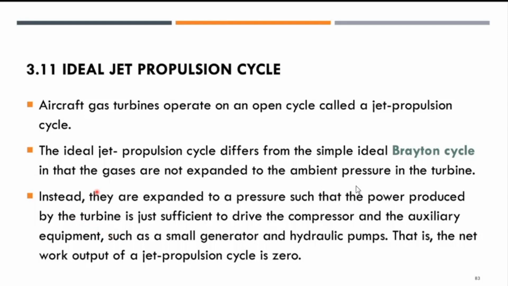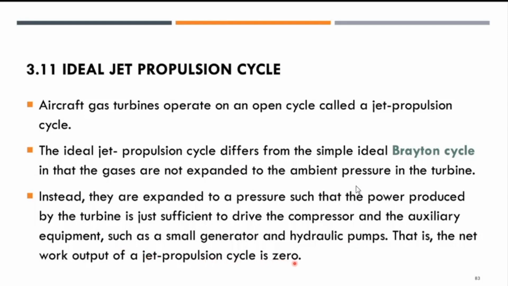The ideal jet propulsion cycle differs from the simple ideal Brayton cycle, where the gases are not expanded to the ambient pressure in the turbine. Instead, they are expanded to a pressure such that the power produced by the turbine is just sufficient to drive the compressor and the auxiliary equipment, such as a small generator and hydraulic pump. That is, the net work output of the jet propulsion cycle is zero.